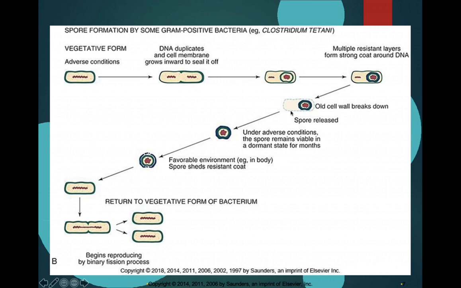And then eventually the cell membrane here starts to lyse and break down, and the spore is released. Under adverse conditions, the spore remains viable in the dormant stage. And when there is a favorable environment within the body, the spore sheds the resistant coat and it can multiply and continue to divide. It returns back to its vegetative state and goes through the binary fission process all over again and repeats this step over and over again.